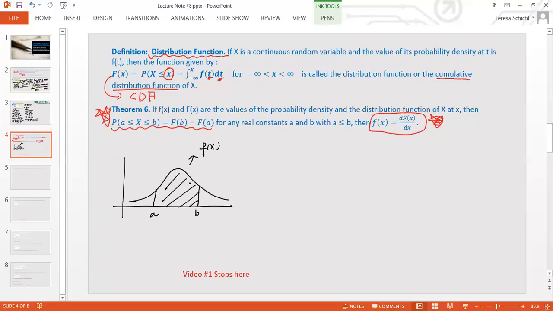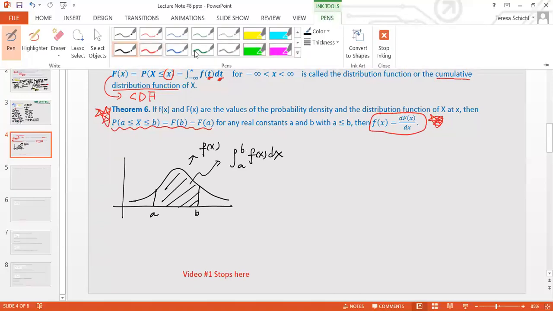If you use the PDF, this area will be what? It is from A to B, the integral of f of x dx, right? So let's see, how do I know this is the CDF also? Okay, so the CDF is here.